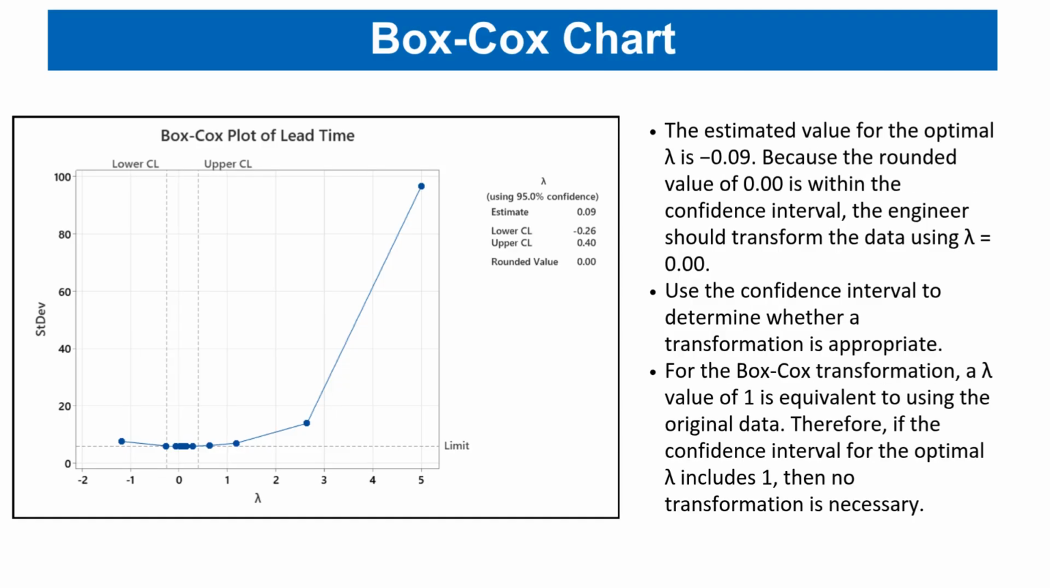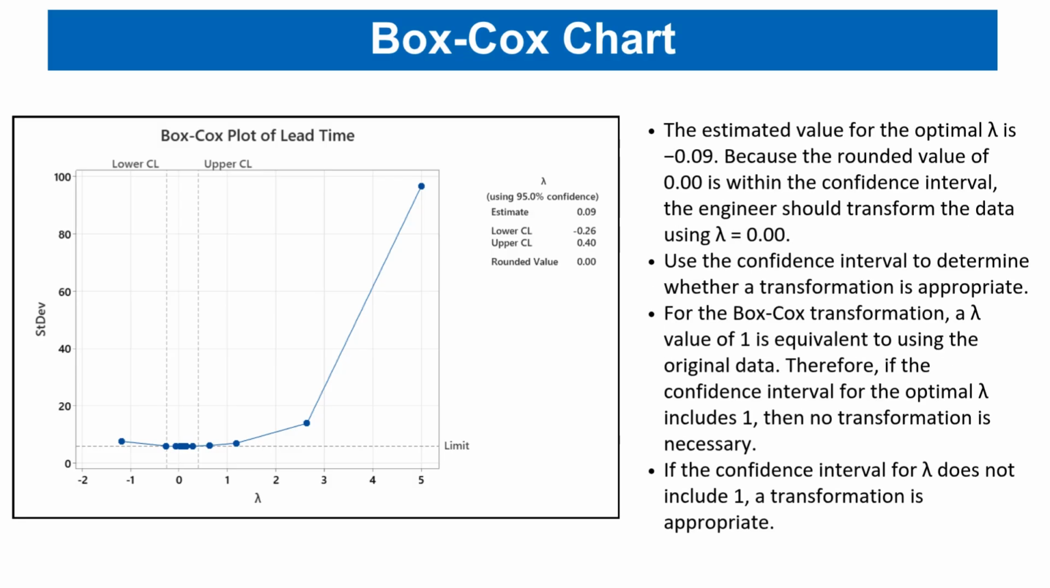Use the confidence interval to determine whether a transformation is appropriate. For the Box-Cox transformation, a lambda value of 1 is equivalent to using the original data. Therefore, if the confidence interval for the optimal lambda includes 1, then no transformation is necessary. If the confidence interval for lambda does not include 1, a transformation is appropriate. By identifying the optimum lambda and the range of acceptable lambda values based on the confidence limits, the Box-Cox plot provides a visual tool to determine the appropriate power transformation to normalize the data and stabilize the variance.